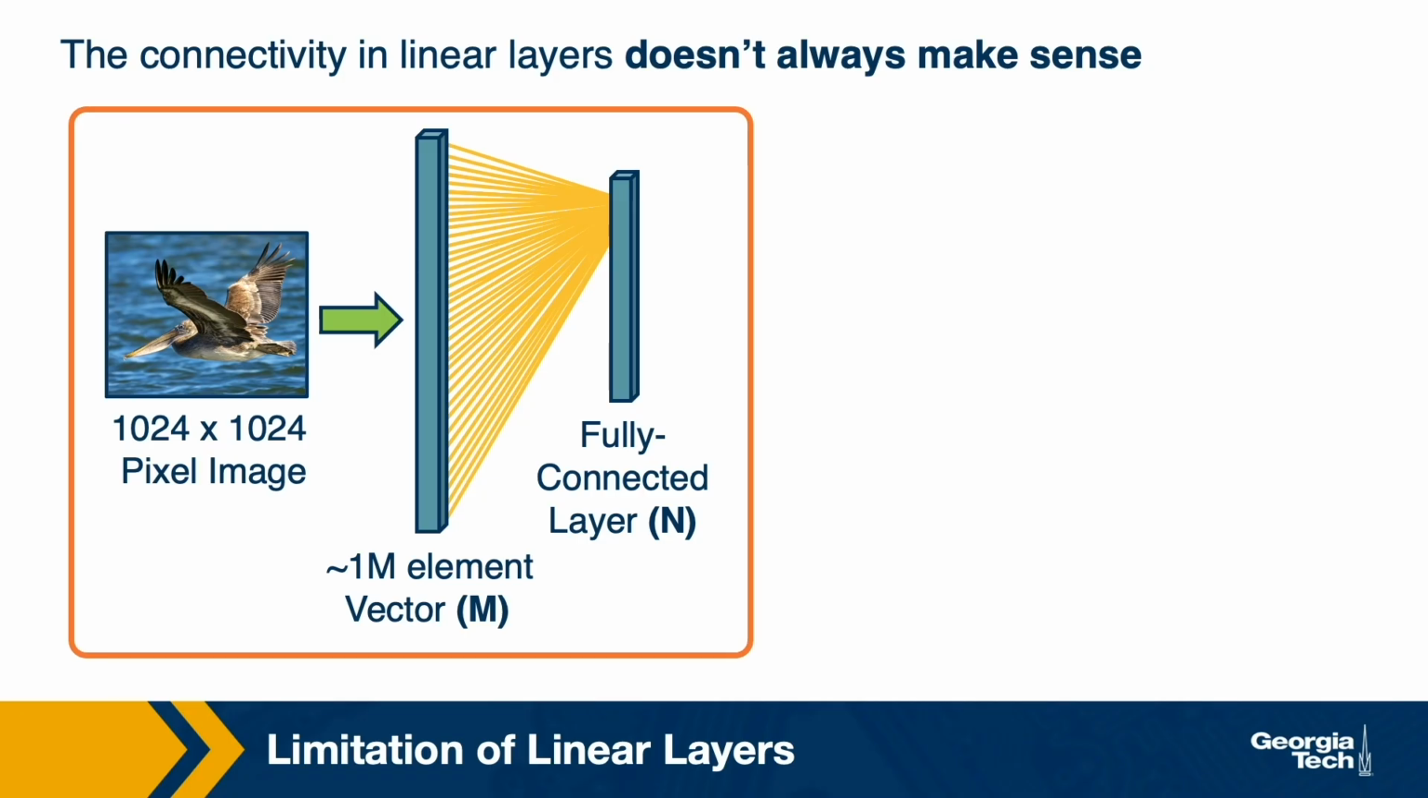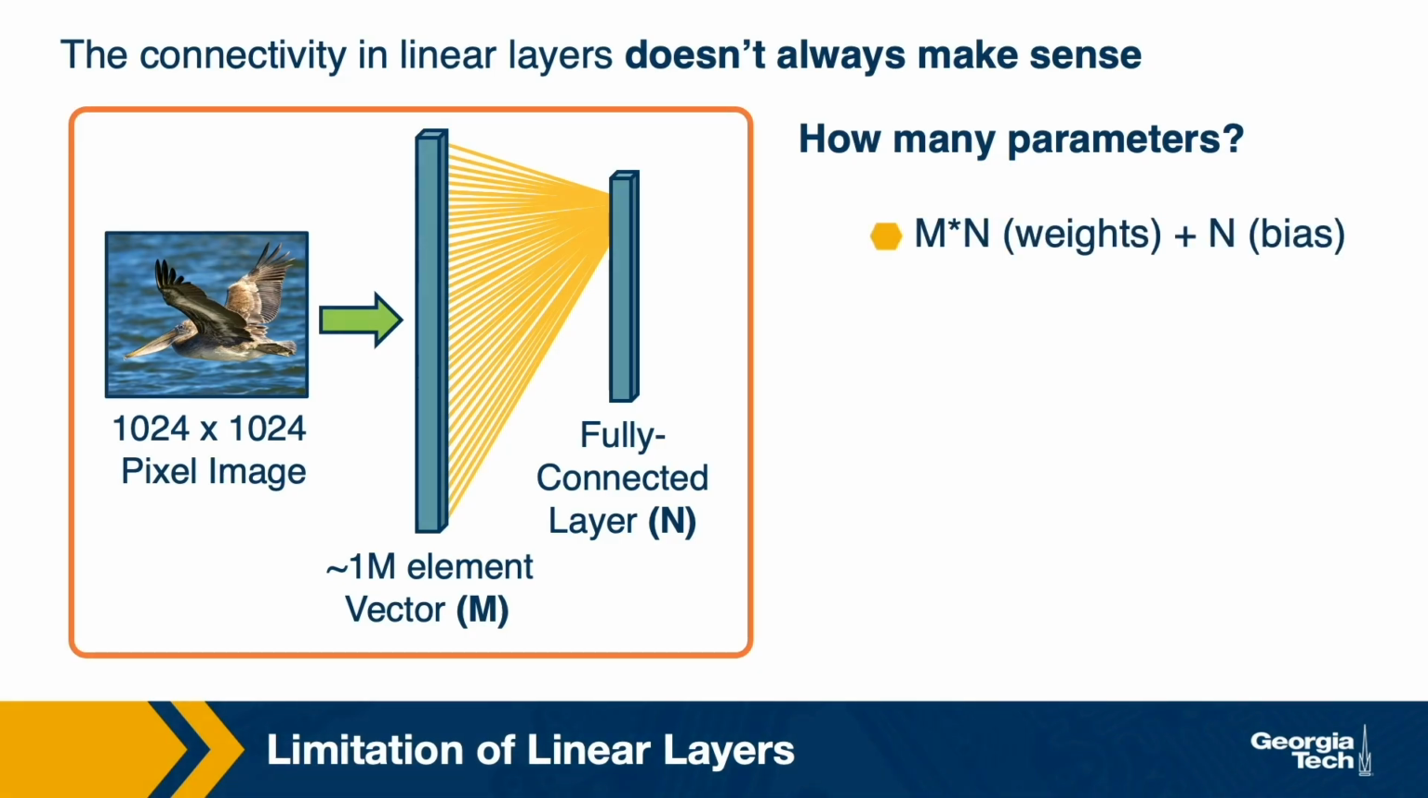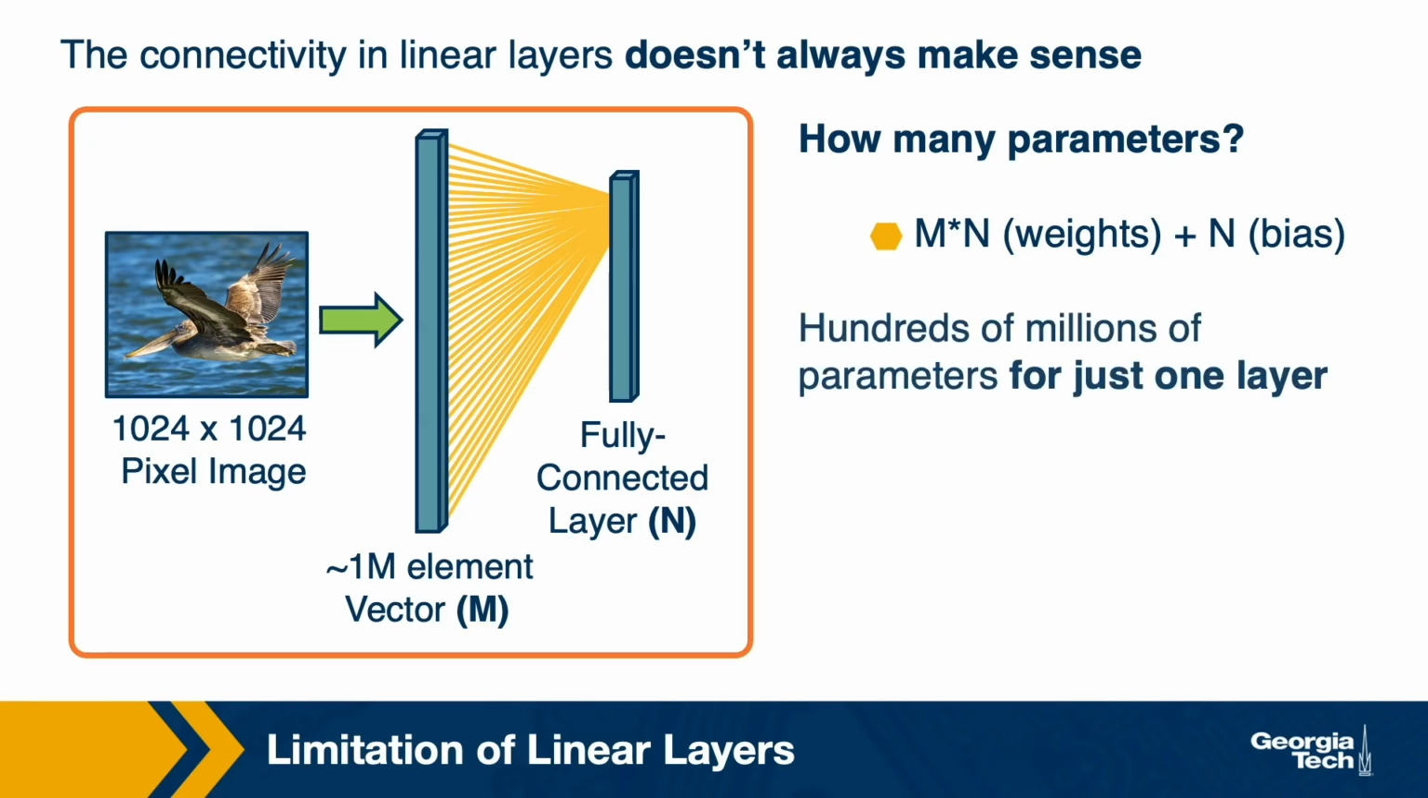Take images, for example. Suppose that an image has 1024 by 1024 pixels. When we convert this to a vector, we'll roughly have a million elements. If we put a fully connected layer right after it with n nodes, let's say n equals 1,000, how many parameters or weights will we have to learn for this layer? If you calculate it, you'll have m times n weights plus n biases. That is one bias value for each output. If m is a million and n is 1,000, you'll have lots and lots of parameters. So you can have hundreds of millions or billions of parameters for just one layer.